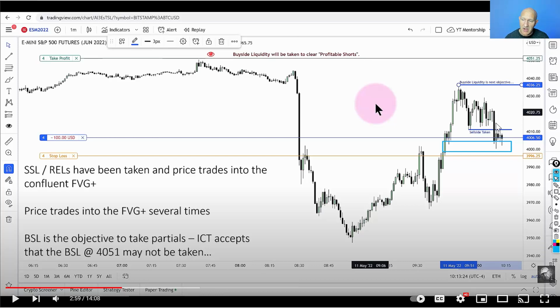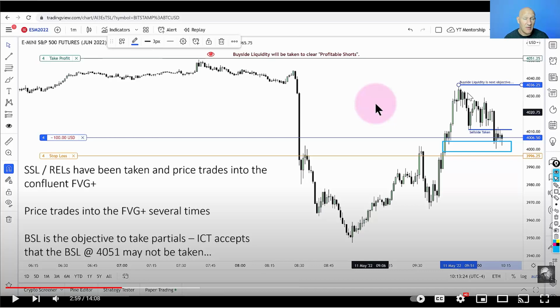We get quite a powerful reaction through that, and then we trade a number of times into that fair value gap. And as I mentioned on the previous slide, we have those 2 fair value gaps creating confluence here, both the 15-minute and the 1-minute. So as you can see, ICT's taken his 4 contracts long in this area, and his first objective is this buy side liquidity residing above the swing high up here.